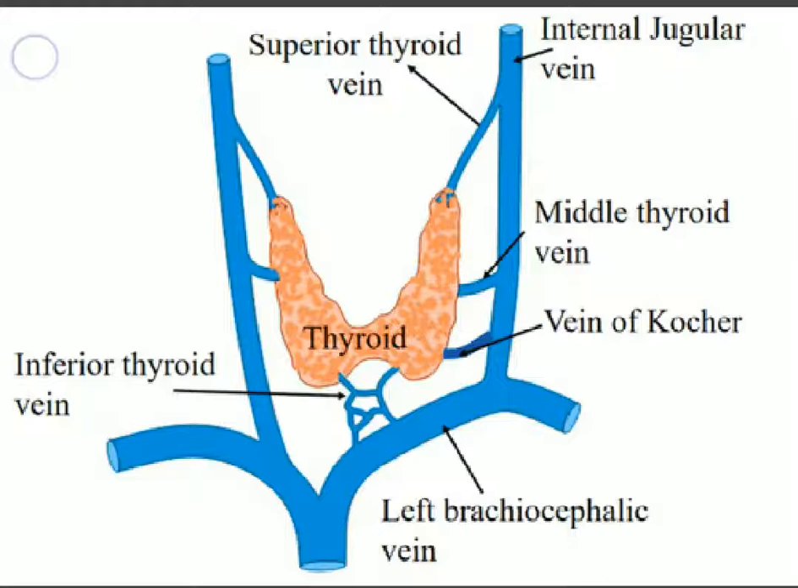Middle emerges from the middle of the lobe. This is the middle portion of the lobe. This is the middle thyroid vein. It also ends into the internal jugular vein.